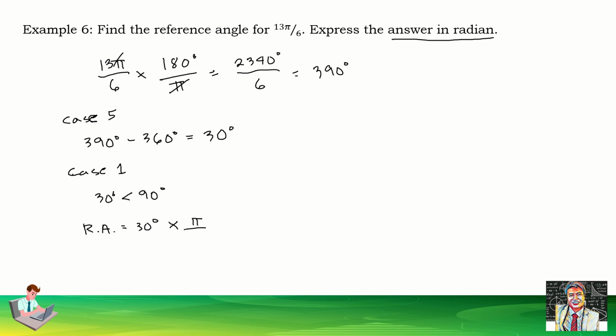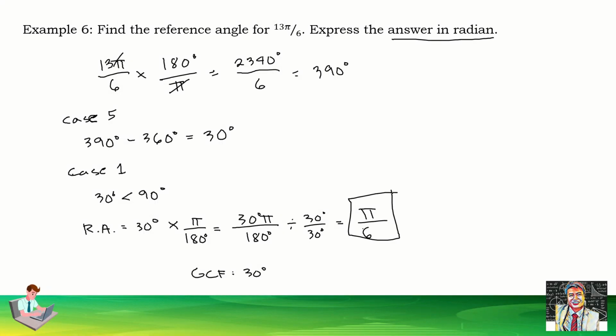So, by multiplying pi over 180 degrees, so therefore gives us 30 degrees pi over 180 degrees. So, GCF niyan, that is 30 degrees. So, kung ayaw niyo pumayag, you may pause the video and compute kung 30 nga talaga. So, by dividing both sides by 30 degrees, 30 degrees divided by 30 degrees gives us pi. 180 degrees divided by 30 degrees gives us 6. Okay? So, therefore, the reference angle of 13 pi over 6 is pi over 6. Okay? So, ganun lang siya kadali.